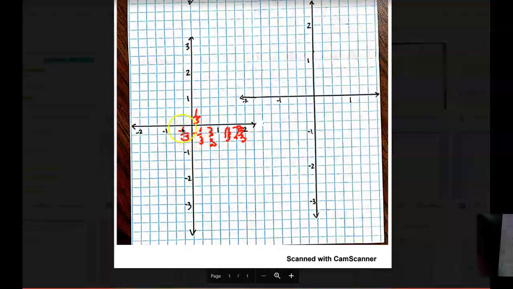So you really need to pay attention to the spacing. However many spaces there are will tell you what your denominator is. So therefore, since there are 3 spaces in between the origin and the 1, you're going to be counting by thirds. Your denominator will be thirds, okay?